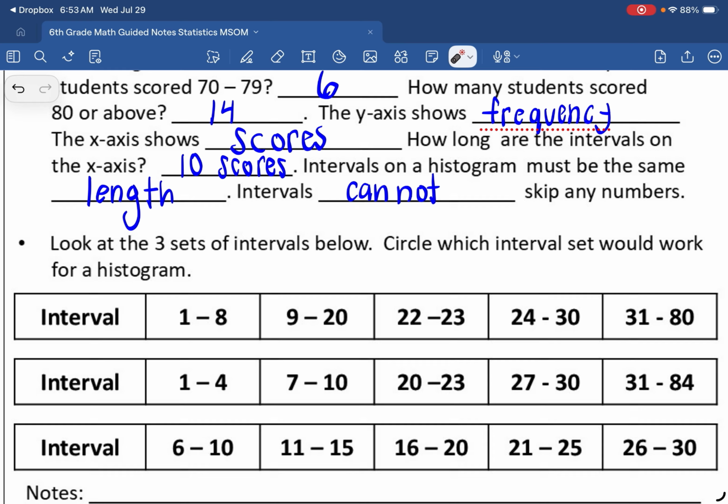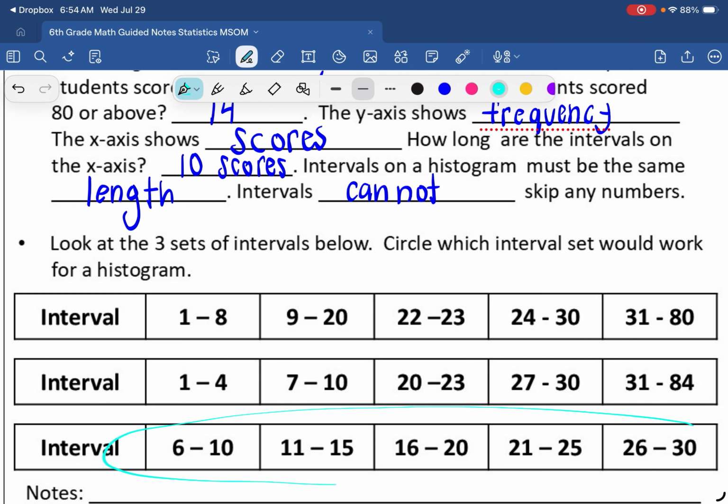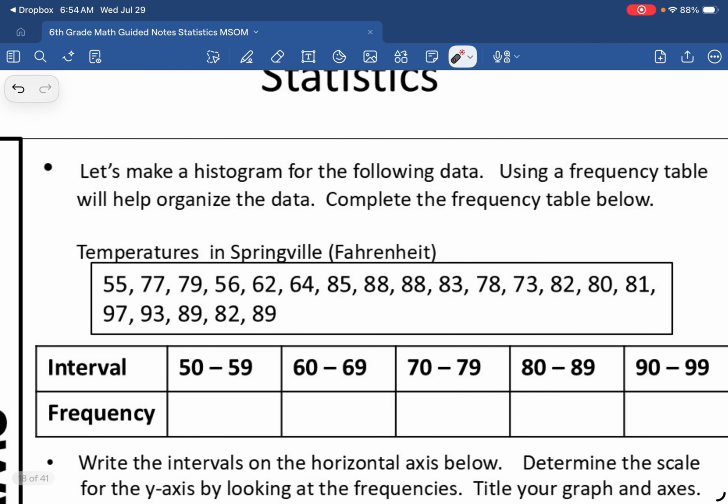Well, let's look right here. These are 1, 2, 3, 4, 7, 8, 9, 10. These are all including 4 data points. But if you notice, it's skipping data points right here between the sets. So this would not work as intervals for a histogram as well. These all include 5 data points, so that works. And I'm not skipping any data between the intervals. So my last one will be the intervals that would work best for a histogram. We'll just circle that.